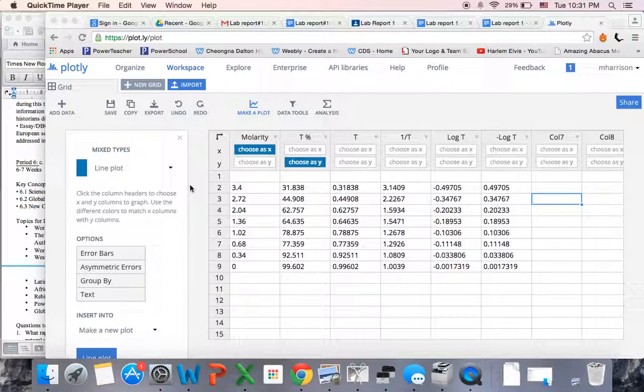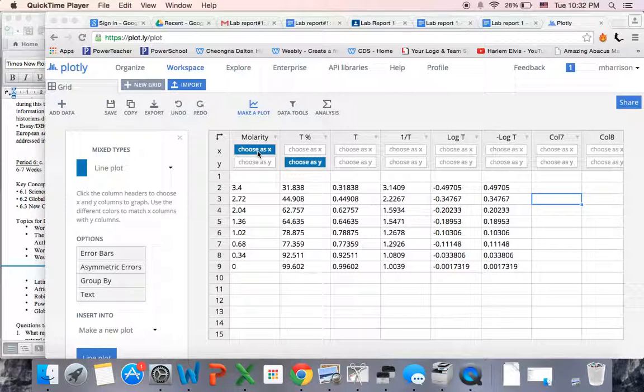Okay, so in this video we're going to quickly explain how to use Plotly to take this data and record the lines of best fit. So first of all, we've put all our data in here. You can see along the top we've got molarity, transmittance as a percentage, transmittance as a decimal, 1 over t, log t, and minus log t.